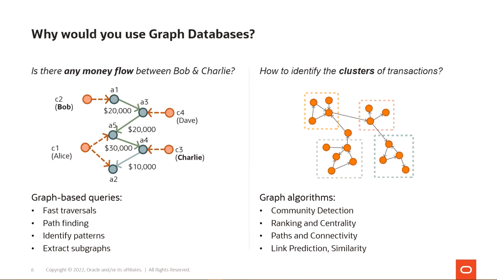So when answering whether we have a money flow going from Bob to Charlie, by having this visual translation of the money flow, we can already answer the question that we have this money flow between Bob and Charlie via the accounts A1, A3, A5, A4. So this is very easy to discover by just following the path of transactions from specific customers and their accounts.